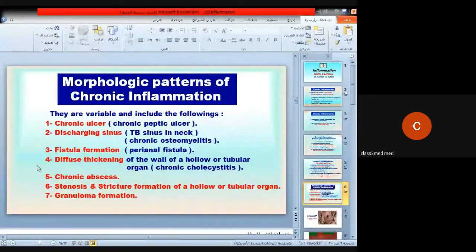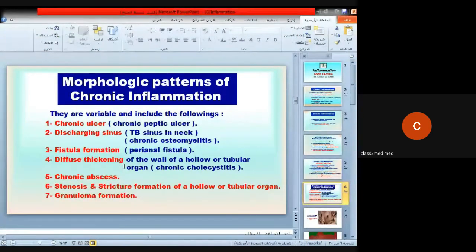The fourth feature is diffuse thickening of the wall of the hollow or tubular organ, such as in chronic cholecystitis. When there is a tubular or hollow organ such as the gallbladder or bowel, there is diffuse thickening. Why? Because of chronic inflammation healing by fibrosis, the same fibrous thickening in the wall of the hollow or tubular organ.